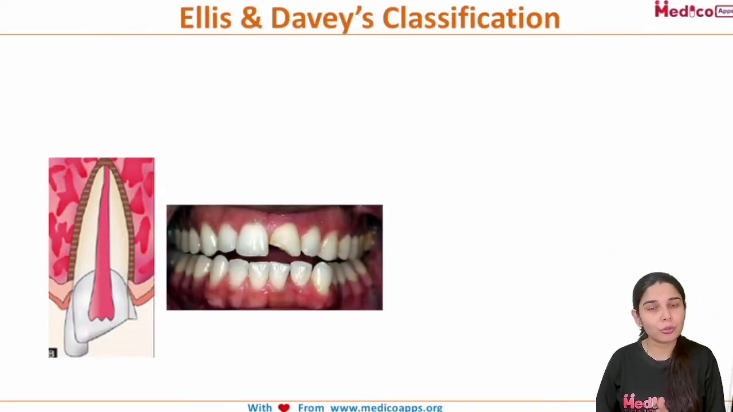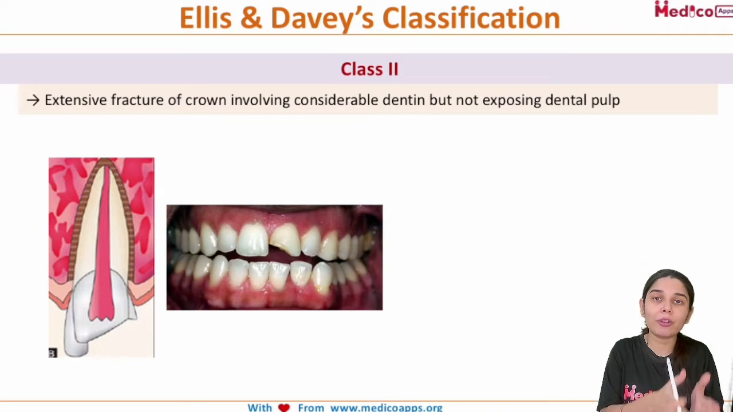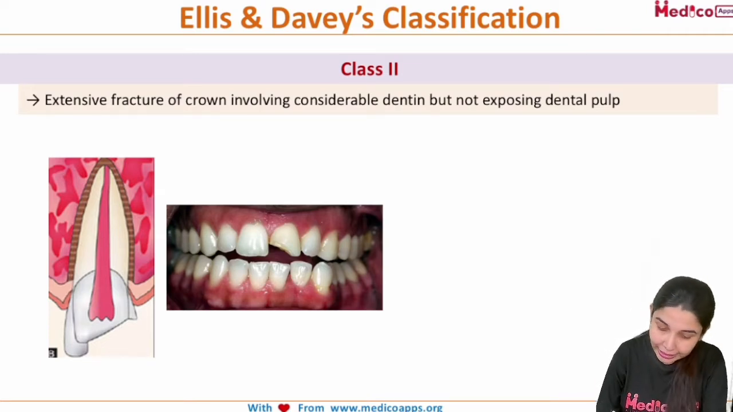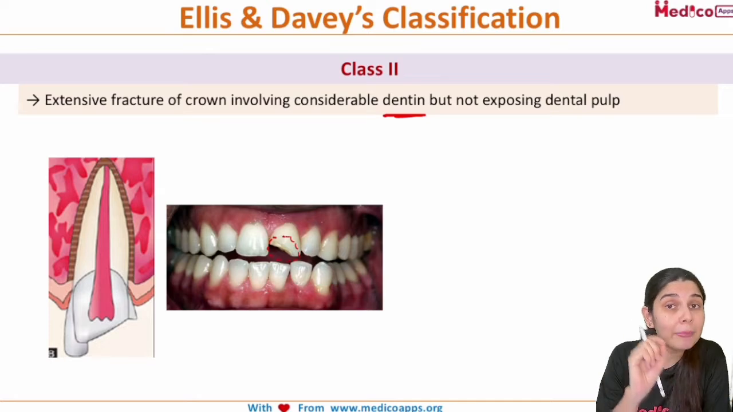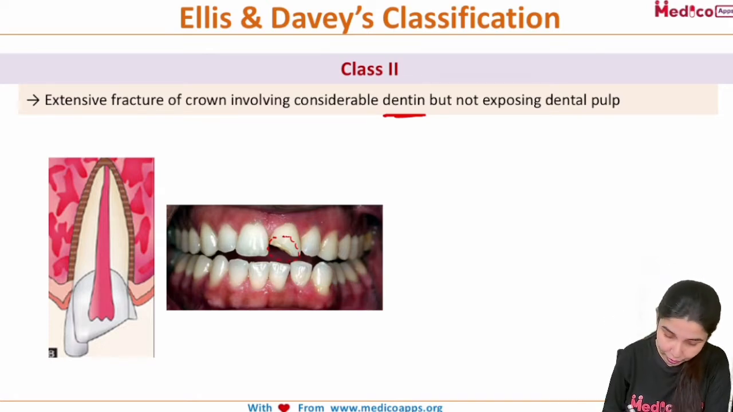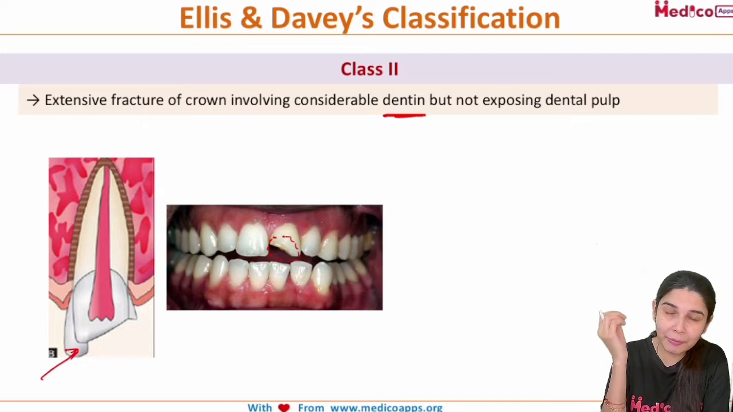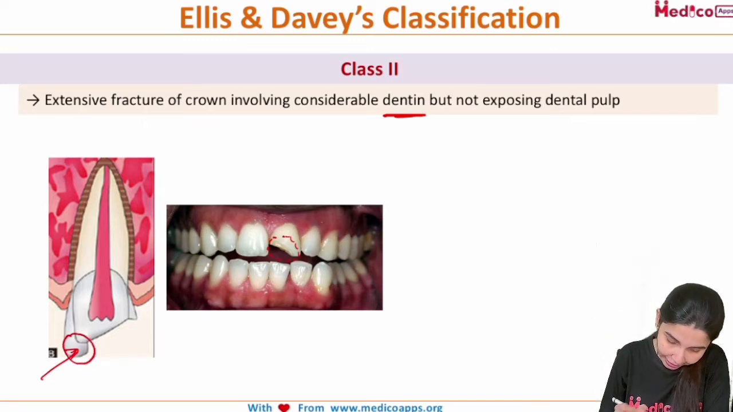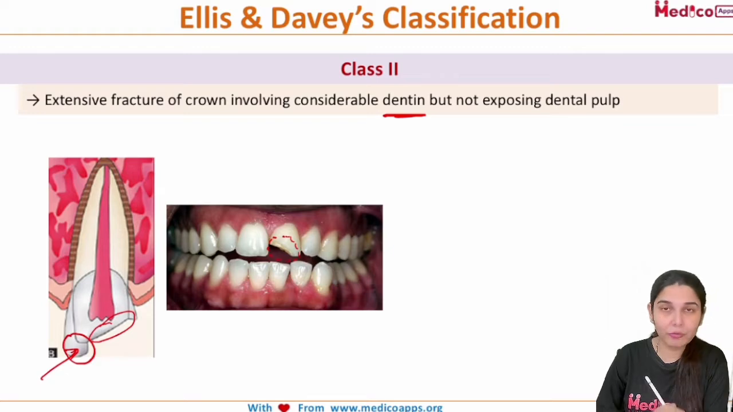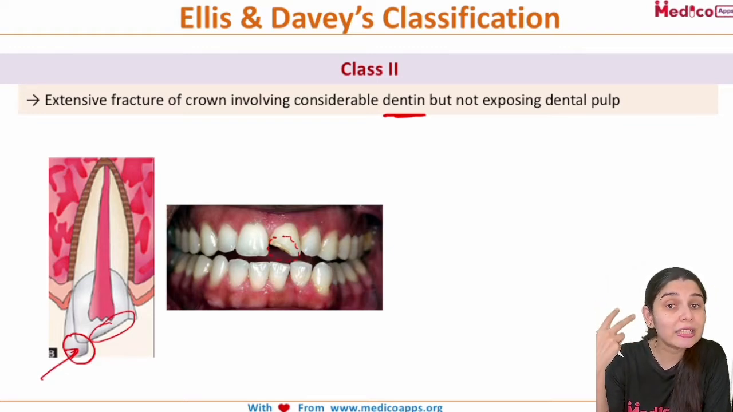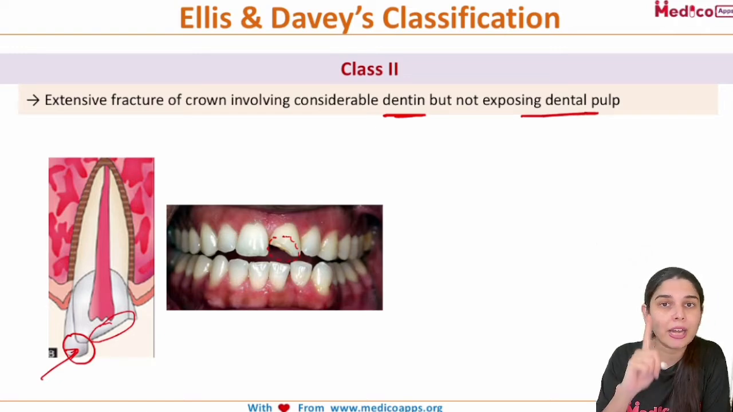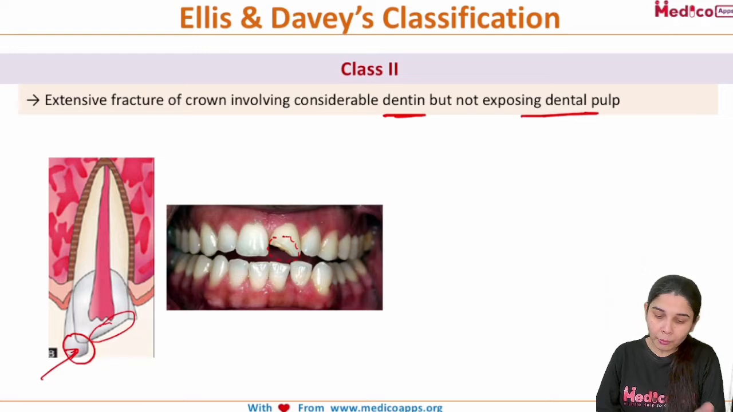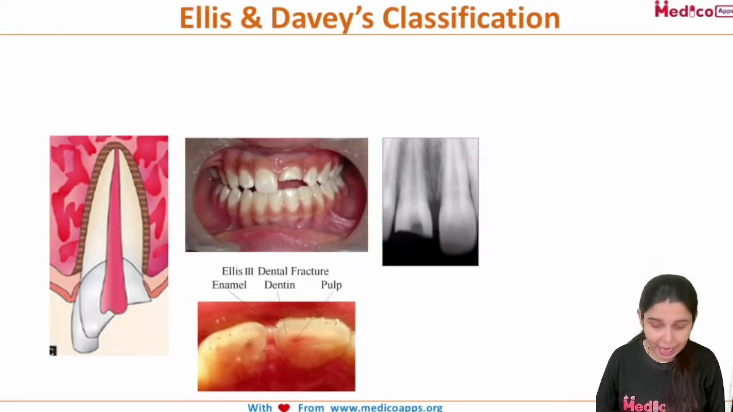Class 2, what is class 2? Definitely when we are moving from enamel, it will now involve the dentin as well. As you can see in this image, there is yellowish discoloration when both enamel and dentin are involved. If you see, this is a better image where the enamel is fractured and even the dentin is now involved. That is the Ellis class 2 fracture. But the dental pulp is not yet involved in a class 2 fracture.